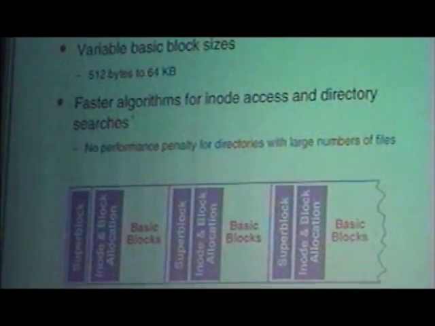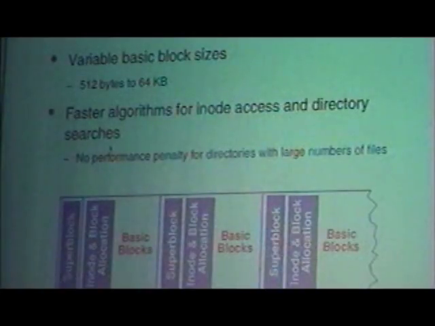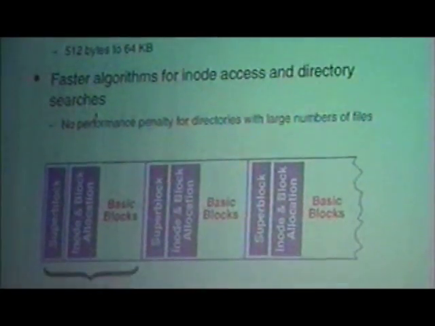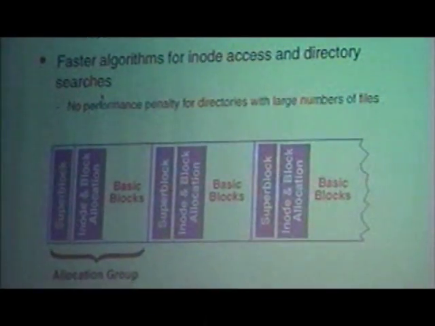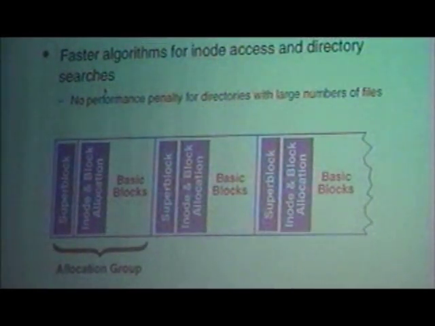And here's what we've just been talking about: faster algorithms for inode access and directory searches. One of the things that's happened in these file systems is we no longer have bitmaps to chase through. We have what are called B trees. A B tree has a second key, a hash key within it, so that when I'm tracing down a B tree, I've got clues as to which branch I want to take.